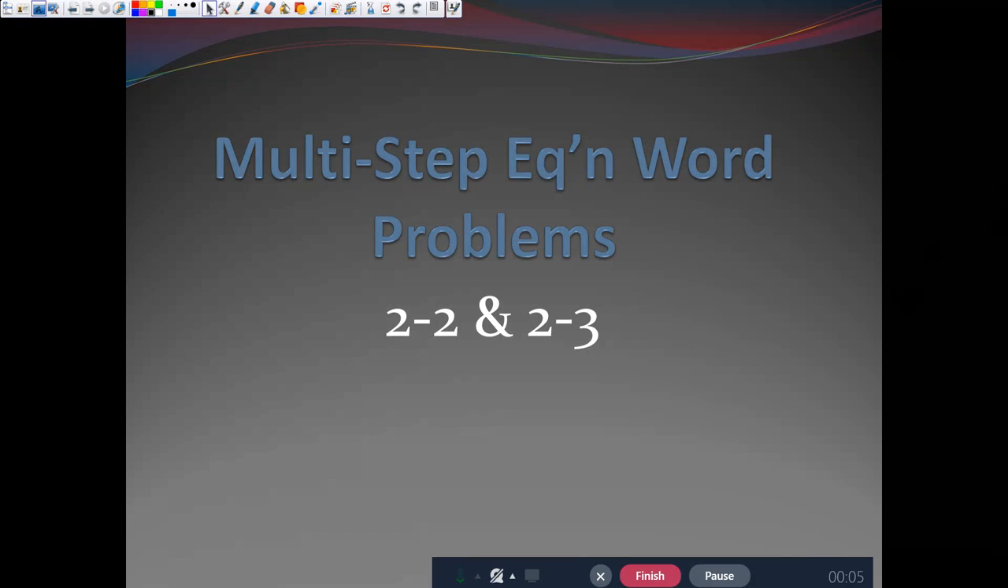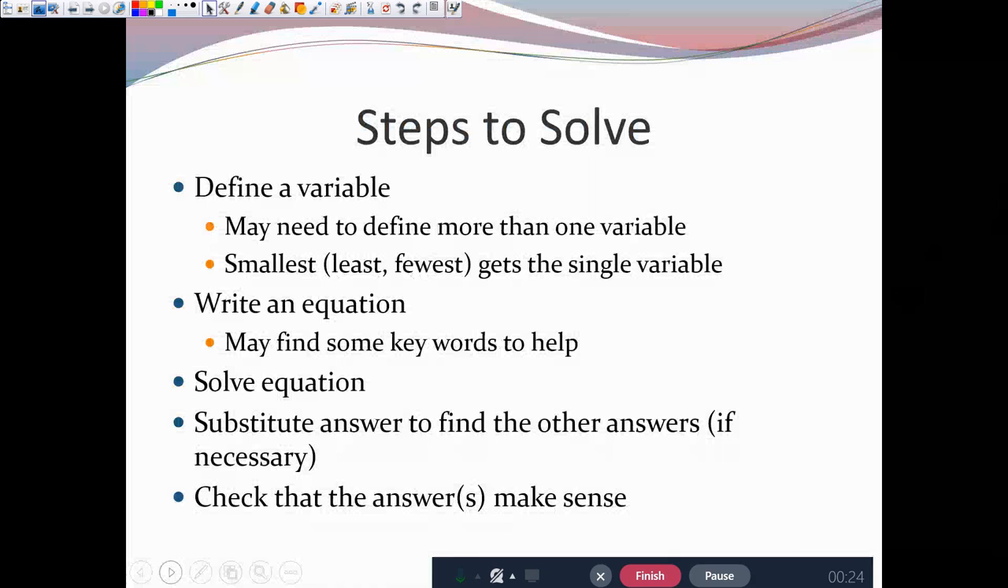So, multi-step equation word problems. We've already done multi-step equations. What the difference is here is that they are going to be word problems. So what we're going to have to do is identify the variable and create an equation for it and then solve. Okay?